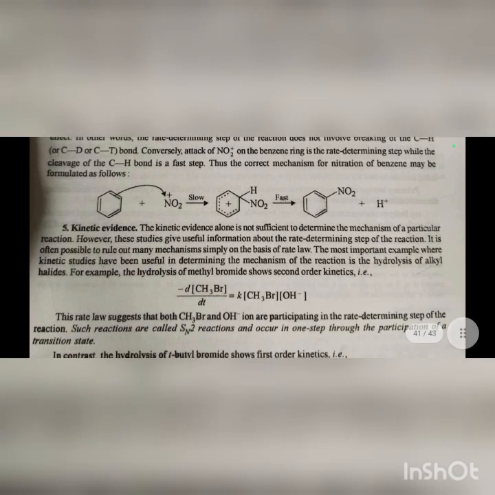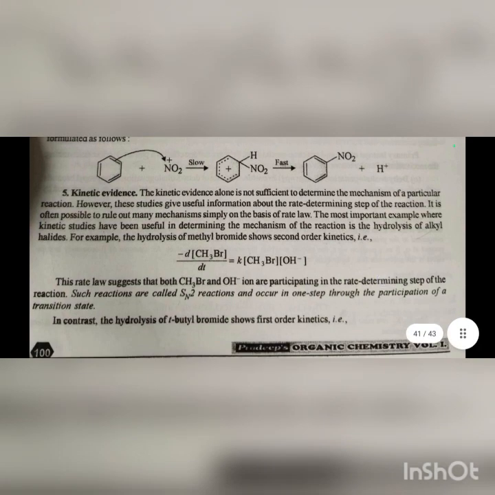Fifth is our kinetic evidences. The kinetic evidence alone is not sufficient to determine the mechanism of a particular reaction. However, these studies give useful information about the rate determining step of the reaction. It is often possible to rule out many mechanisms simply on the basis of rate law.